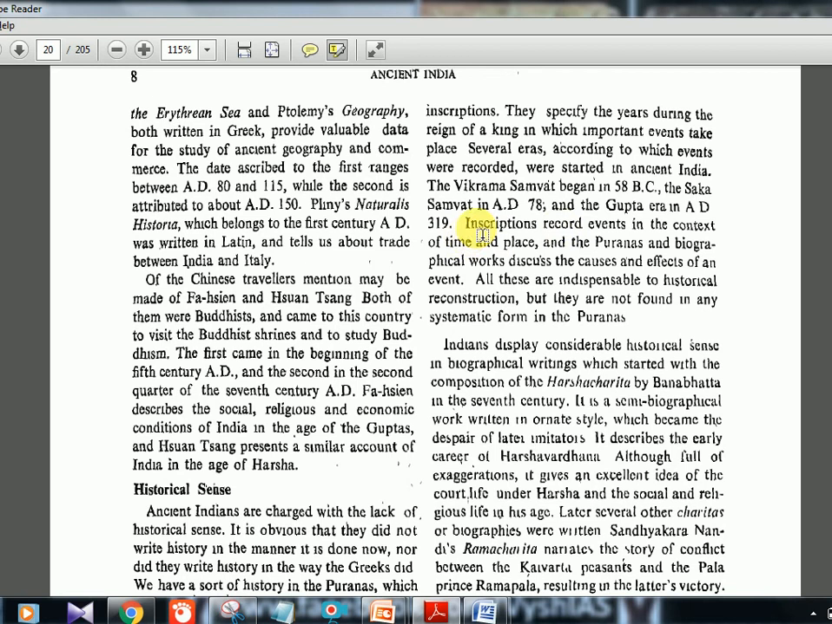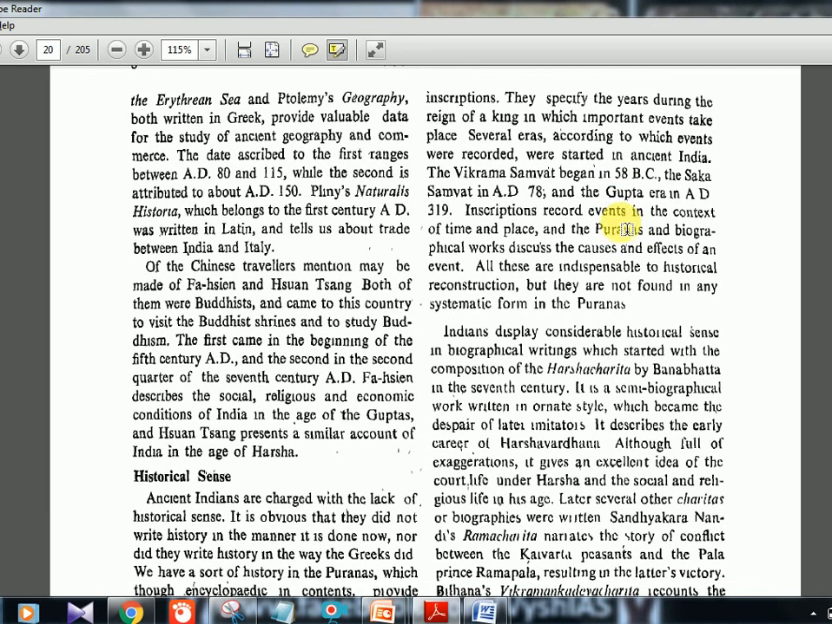So try to remember this order. It's not an issue if you don't know the dates, but this order you should know. Vikram Samvat was first, then Saka Samvat, and then Gupta. It is in reverse alphabetical order. First is V, then S, and then G. So obviously it is reverse. If you go from the bottom, it is Gupta, Saka, and Vikram Samvat. So if you know the names at least in alphabetical order, you can arrange them. Gupta was the newest one, then Saka, then Vikram Samvat. So that is what I wanted to convey there.